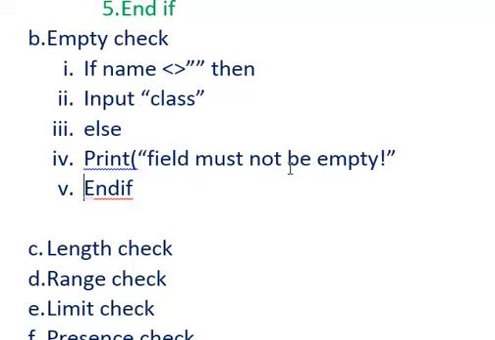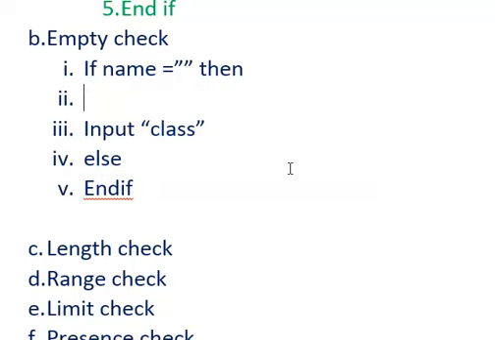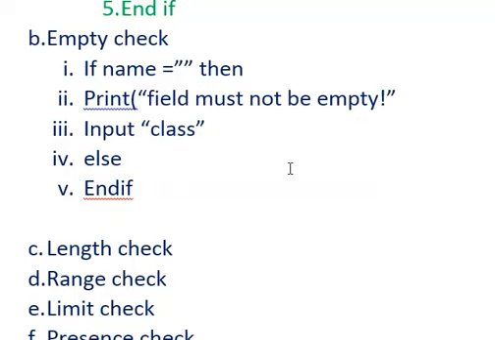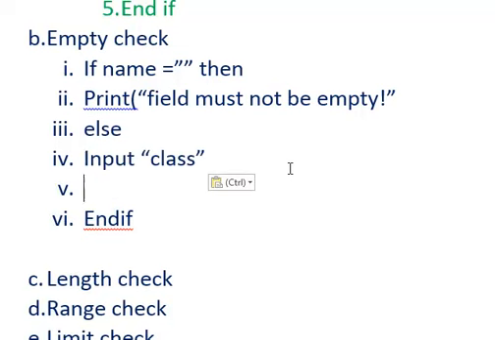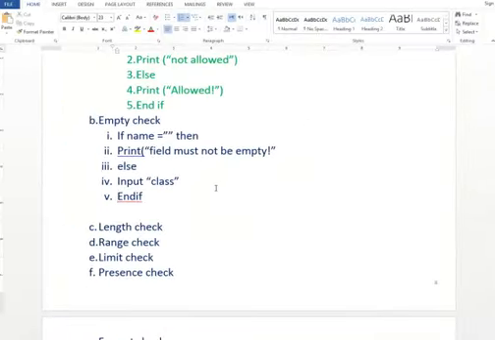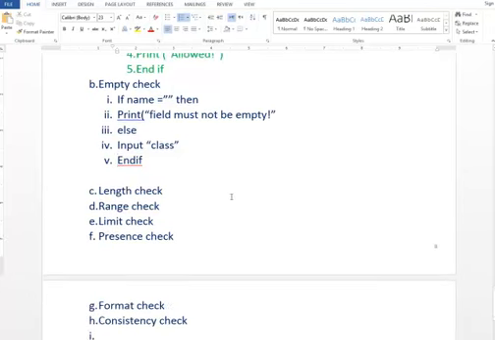So moving ahead, I'm making this the simplest one. That is, if name equals to empty, then, right. So this was the previous statement which I wrote. Okay, so this is a simple condition for the empty check. Now, what will you do with the length?